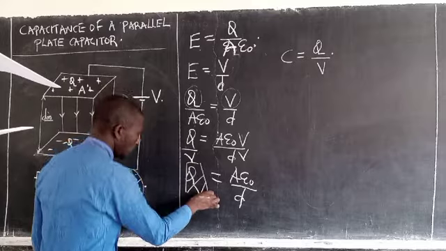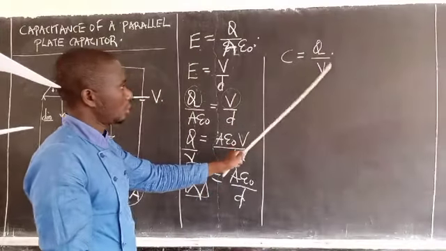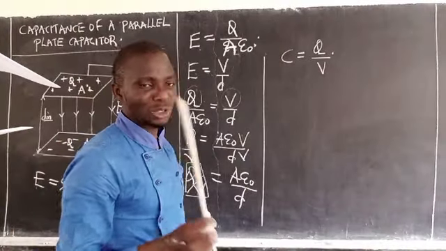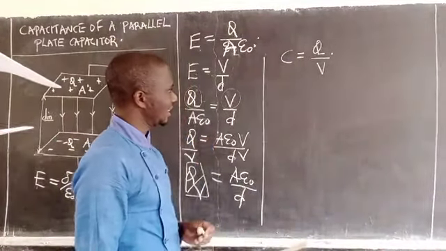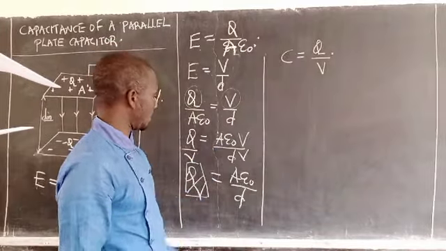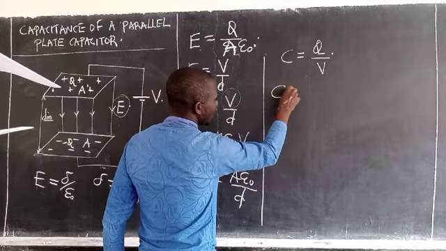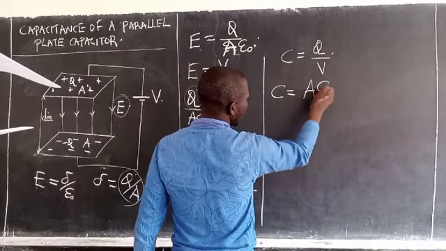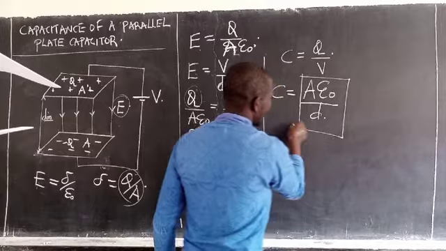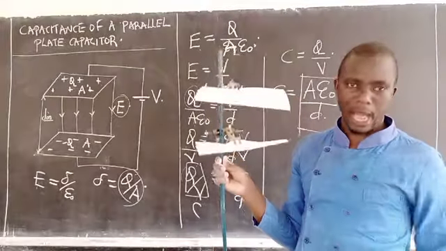But what is Q over V? Yes, Q over V is the capacitance. From the definition, the capacitance is the ratio of the magnitude of charge stored on each of the capacitor plates to the potential difference across them, which is our V. Therefore, capacitance equals A epsilon naught over d. That is the capacitance of a parallel plate capacitor like the one we have here.